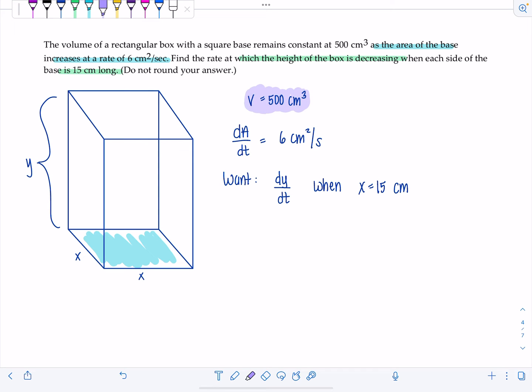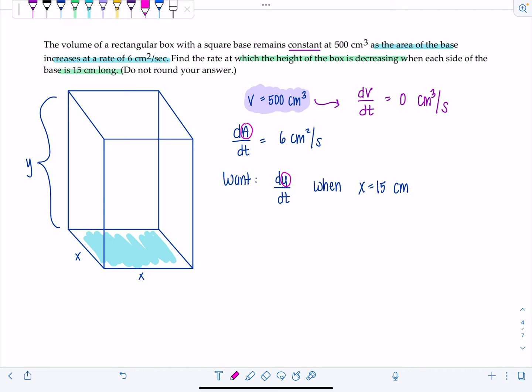So if the volume remains constant, I want you to think about something. What would dV/dt be equal to? What's the derivative of a constant? It's 0. Okay, so the rate of change of the volume is 0. Okay, so how are we going to relate the variable y, since they want dy/dt, with A?